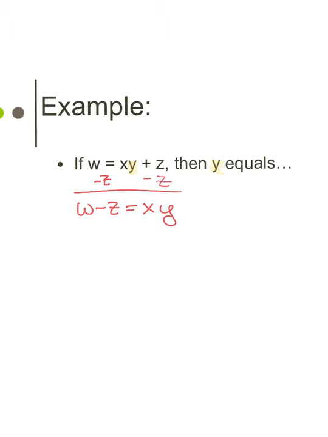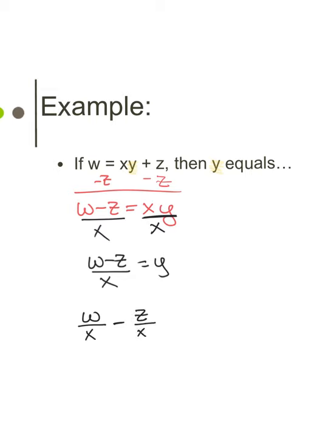Again, my goal is to get the y by itself. So to get the y by itself, I have to get rid of the x. The opposite of multiplying is dividing, so I'm going to divide each side by x. I end up with y equals w minus z over x. Again, sometimes it will be split, so if you see w over x minus z over x equals y, these two here mean the exact same thing. Both of them are acceptable answers.